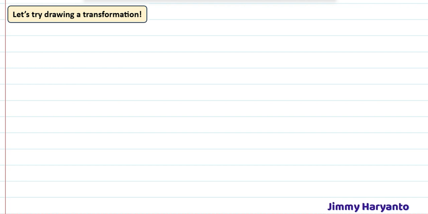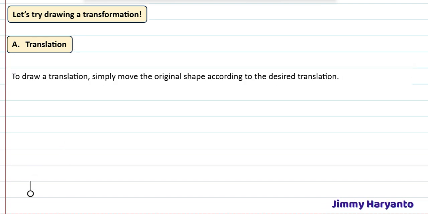Okay, so for today we'll try to draw transformations. The first type of transformation that we will draw is translation. To draw a translation, simply move the original shape according to the desired translation. Remember, translation means shift. So later you will have to move shapes according to the translation.